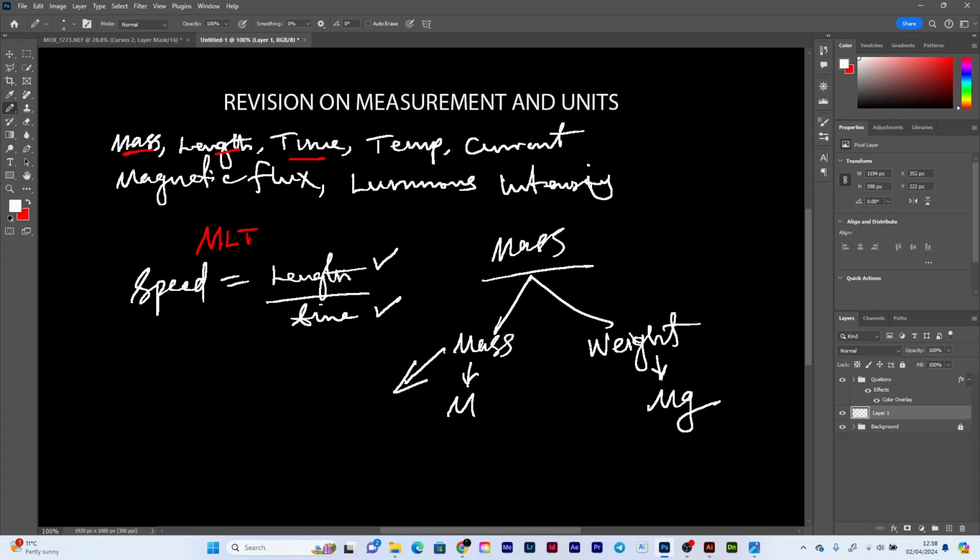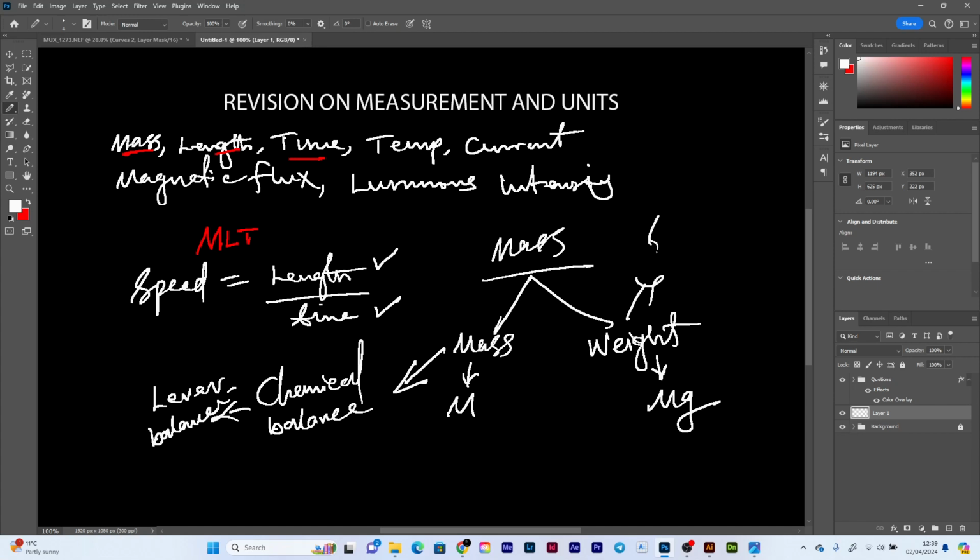So when you talk about mass, mass can be measured using a chemical balance, which you can also call the beam balance, or you use what we refer to as the lever balance. These are the instruments that we use in measuring mass. Now, let's look at the instrument used in measuring weight. To measure weight, we make use of a spring balance. I hope you get this.